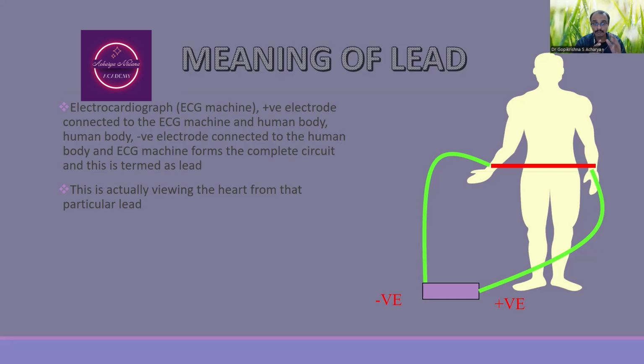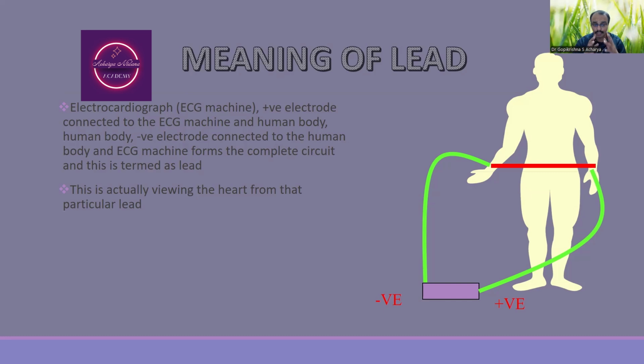The ECG machine, the positive electrode connected to the ECG machine and the human body. The third factor is the human body itself. And the next one, the human body connected to the negative electrode, which is connected to the electrocardiograph. Lastly, the electrocardiograph. So that is the actual meaning of a lead. Most of us have a misnomer that leads are the wires. No, wires are different from the lead as such.